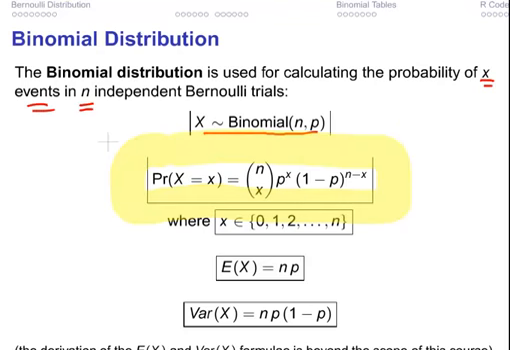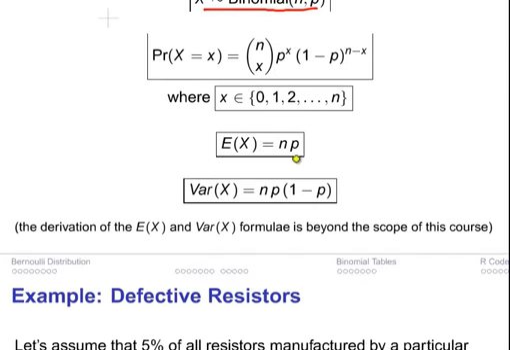Just as a remark, n is any non-negative integer, and X is any non-negative integer all the way up to n. Two more things: the expected value of X is n times p, and the variance of X is n times p times 1 minus p. We're not going to look at how to derive that, but it's interesting. So that is how a Bernoulli trial creates the binomial probability distribution.